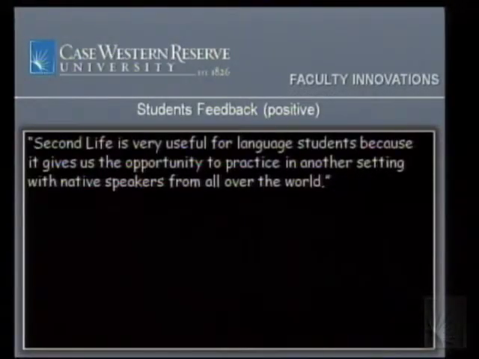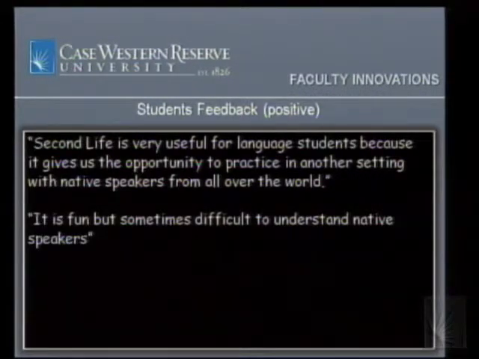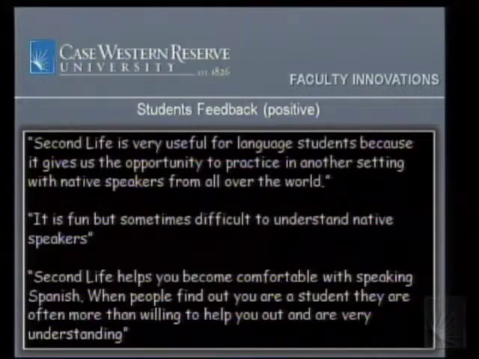Then I asked my students anonymously to give me some feedback. Some wrote their names, some didn't. So we have comments like, Second Life is very useful for language students because it gives us the opportunity to practice in another setting with native speakers from all over the world. It is fun, but sometimes difficult to understand native speakers. Okay, so they will always complain about that.